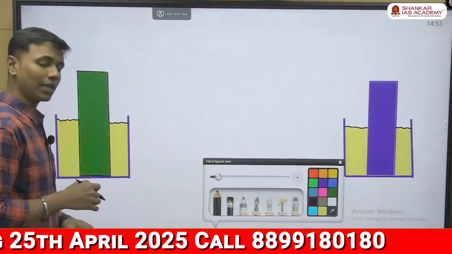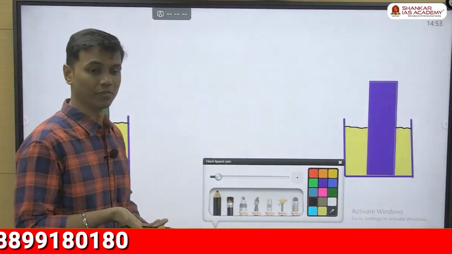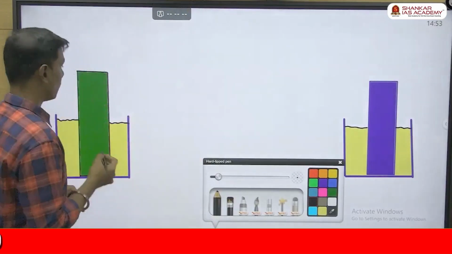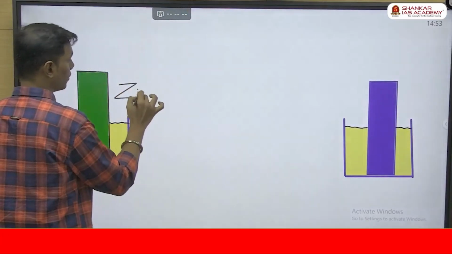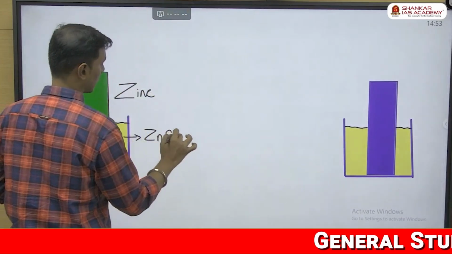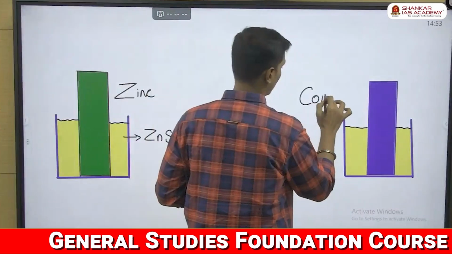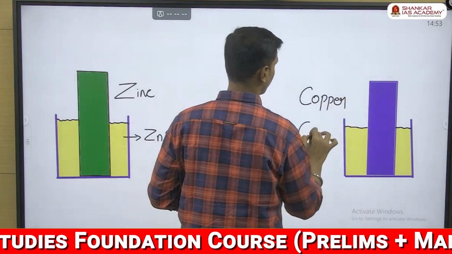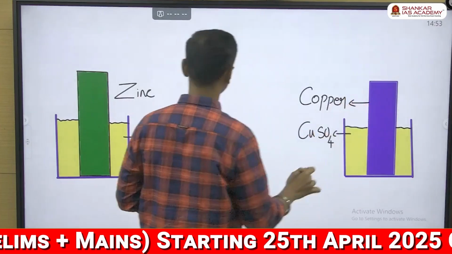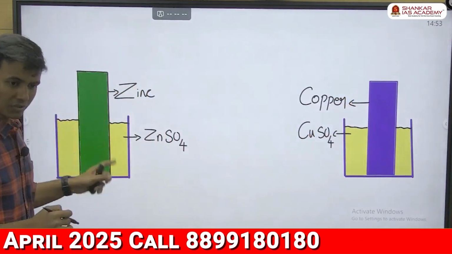For that, one metal has to be electropositive, the other metal has to be electronegative. In other words, one should send the electrons, the other should receive the electrons. Clear? On this side, we have zinc. Zinc is dipped inside zinc sulfate solution. Clear? On this side, we have copper. Copper is dipped inside copper sulfate solution. The metal is copper and the solution is copper sulfate. The metal is zinc and the solution is zinc sulfate.